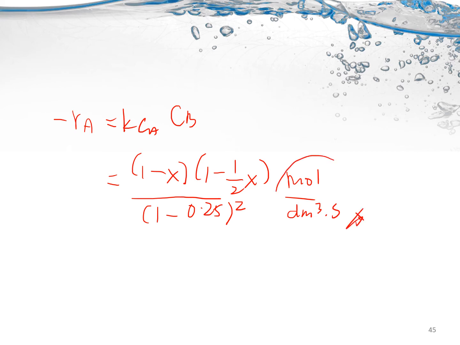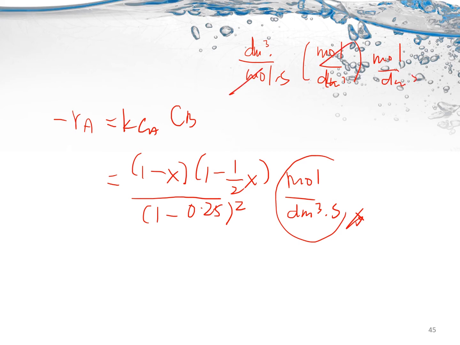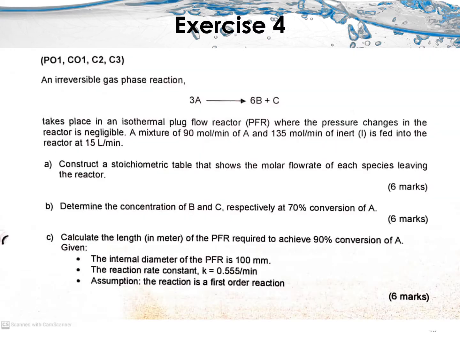Look back at how you can know the unit. Given k is in decimeter cube per mole second, and we have CA and CB in mole per decimeter cube, so at the end you are left with mole per decimeter cube second. So don't forget to write down the unit.